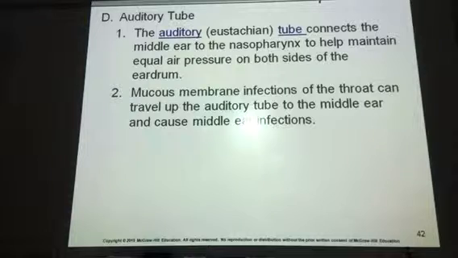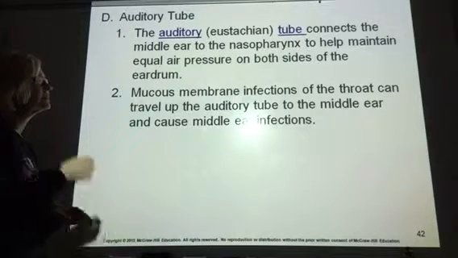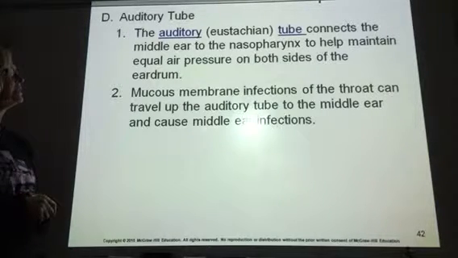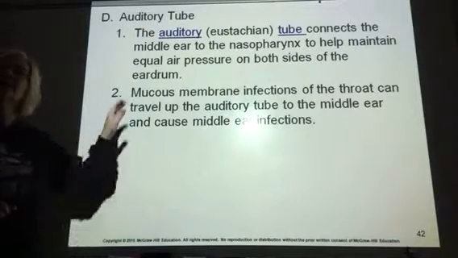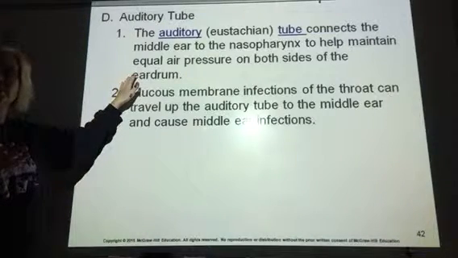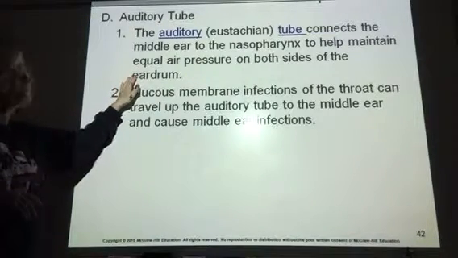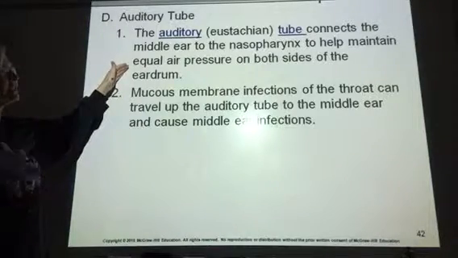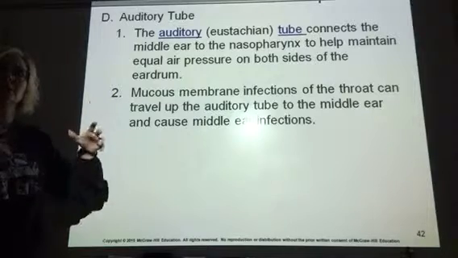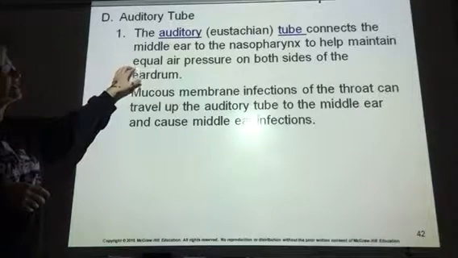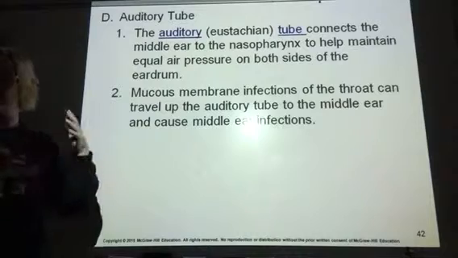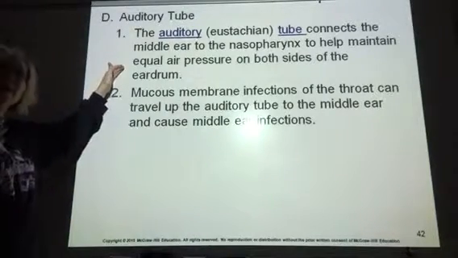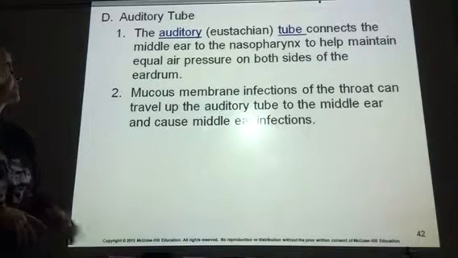Auditory tube, eustachian tube, connects your middle ear to your nasopharynx, and that helps maintain air pressure. And this would be why, like when you ride in a plane or you go through mountains and your ears pop, what happens there is your air pressure that is on each side of your eardrum tries to equalize. So that is what causes that popping of your ears.